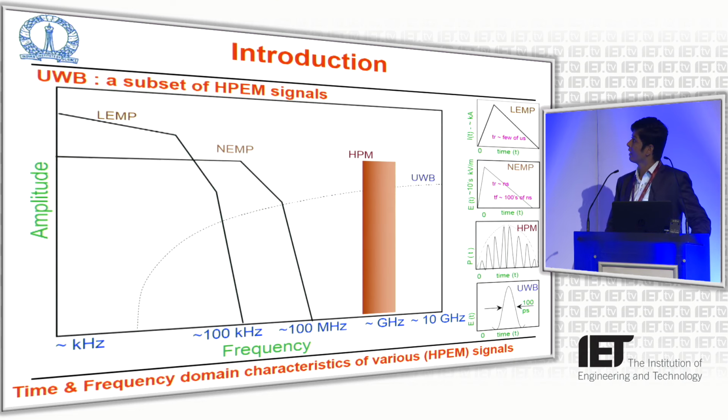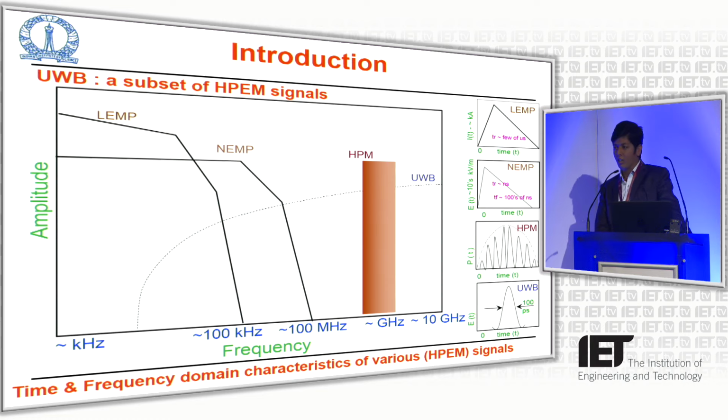Initially, UWB is a subset of HPM signals. So this is the HPM environment, where UWB is a subset of HPM. In this system, the measuring of picosecond pulses is a very, very critical and important task.